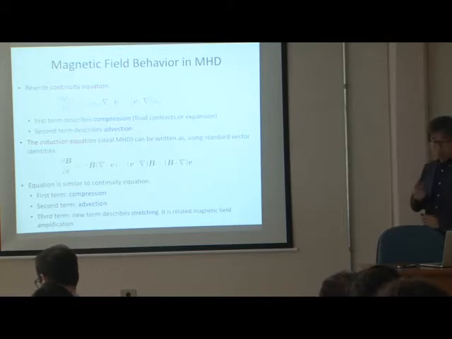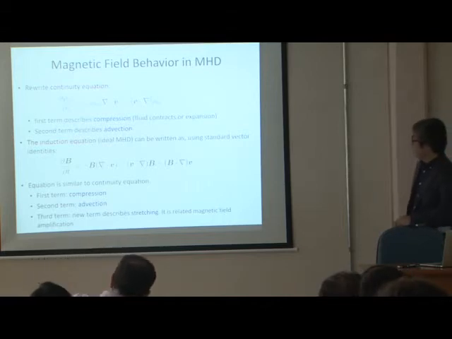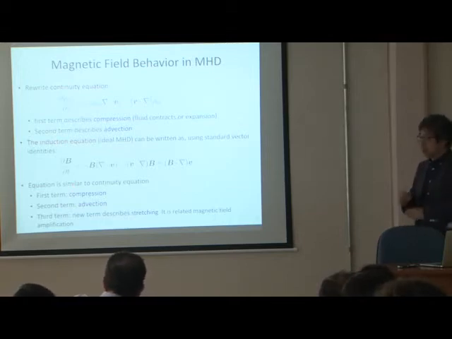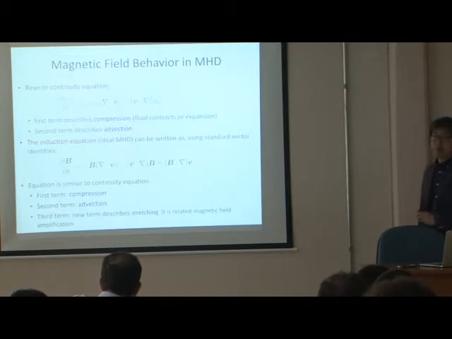So now we have a three-component equation. Compared to the continuity equation, the first term is coming from the compression of the magnetic field with time. The second part is the advection of the magnetic field with the fluid velocity. Then the third term is a new term. It's coming from the stretching of the magnetic field, so it is related to magnetic field amplification.